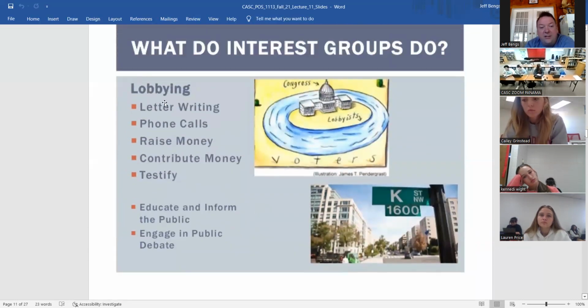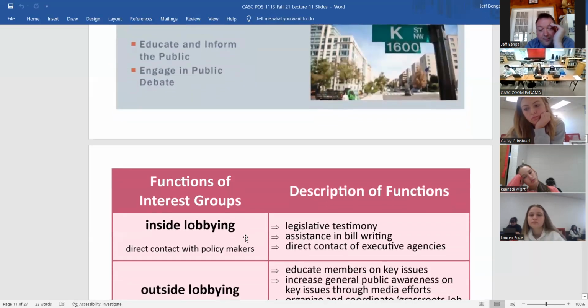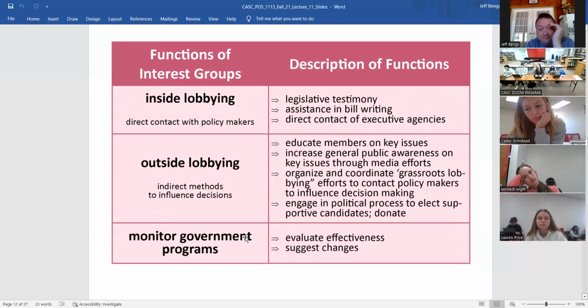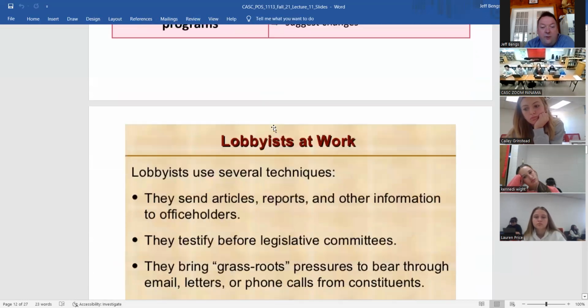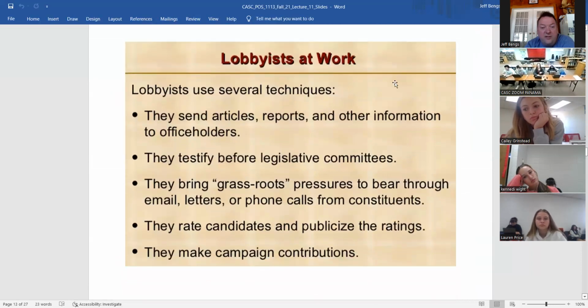So that is what they do in terms of their relationship to Congress. In terms of their relationship to the public, they will educate the public, they will inform the public, and they will try to be that linkage institution to engage the public in politics. There are different types of lobbying groups. You can read about that when you have these slides available this afternoon.